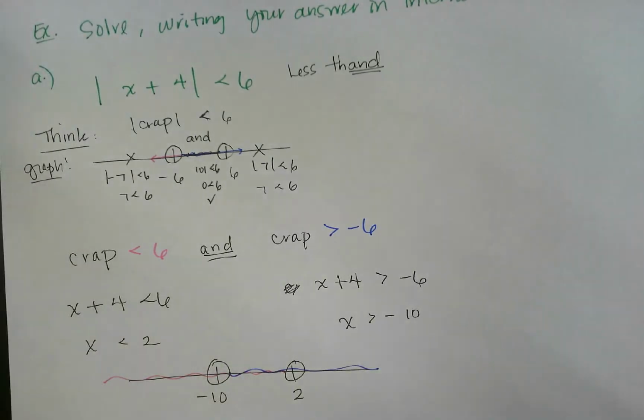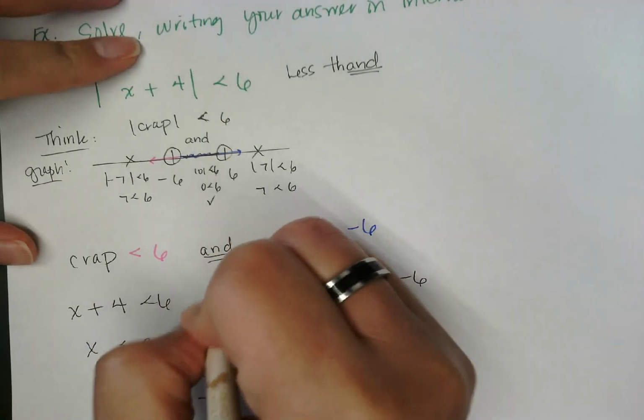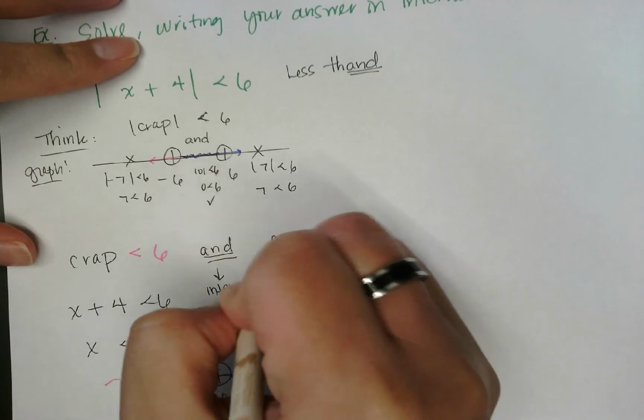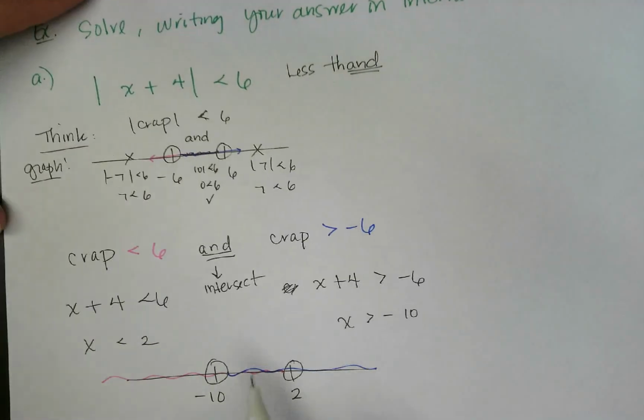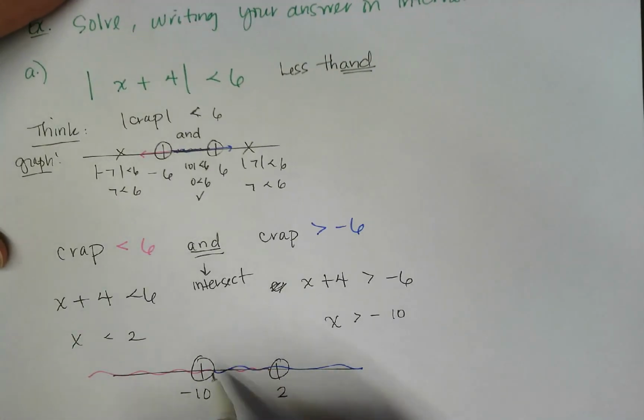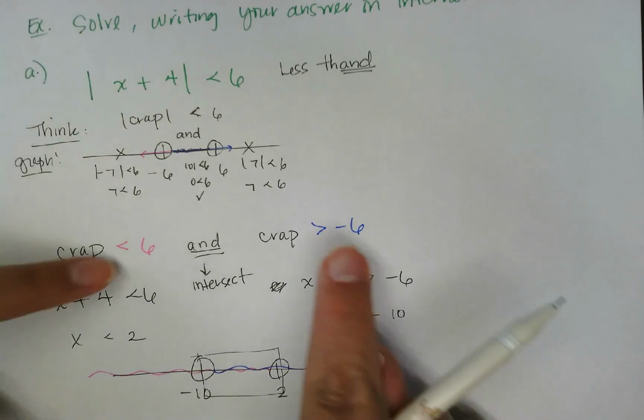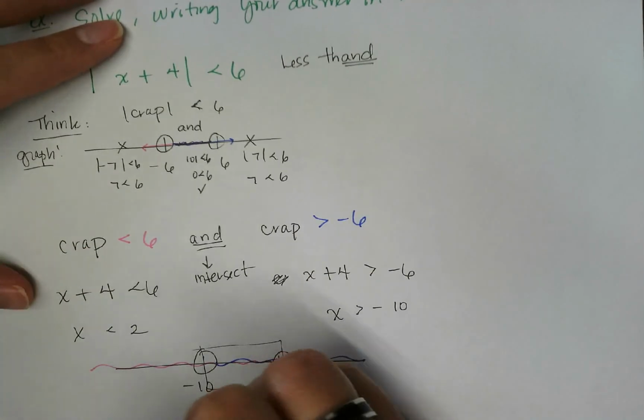So where do they intersect? In between, like these guys intersected in between. So this is the answer. Your graph is in the middle. Open circles because there's no equal sign. Negative 10 to 2. Soft brackets, not included because they're not shaded in. That's your interval notation I'll be looking for.